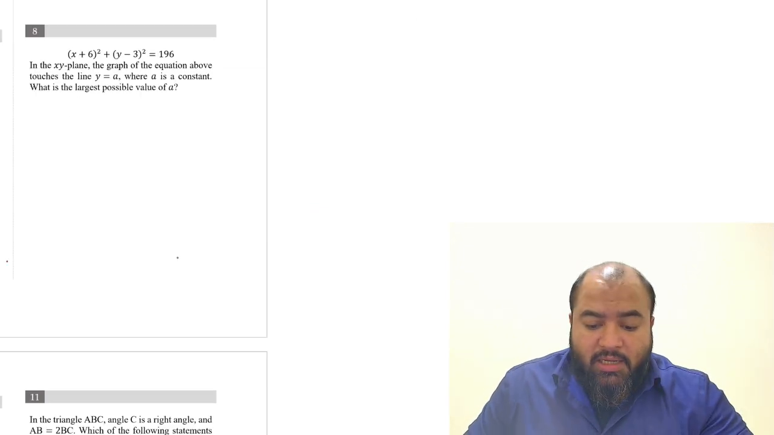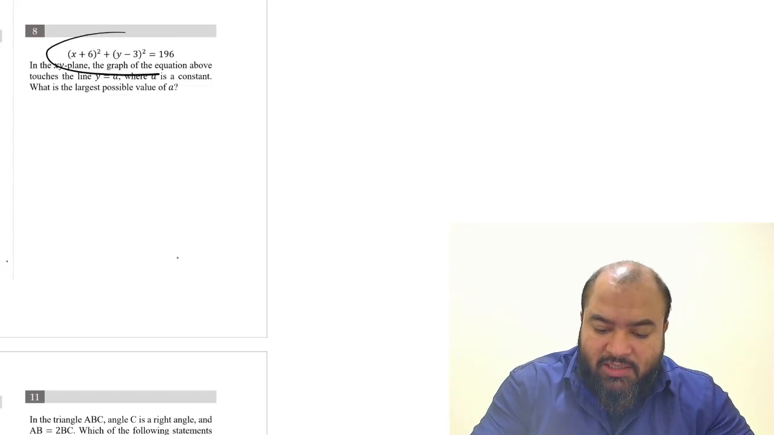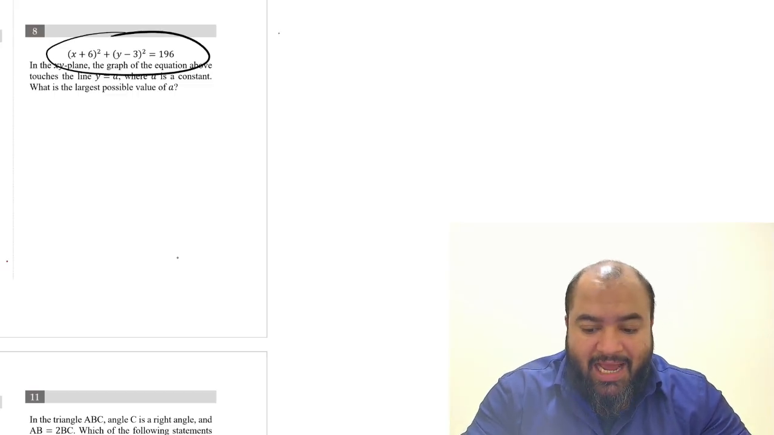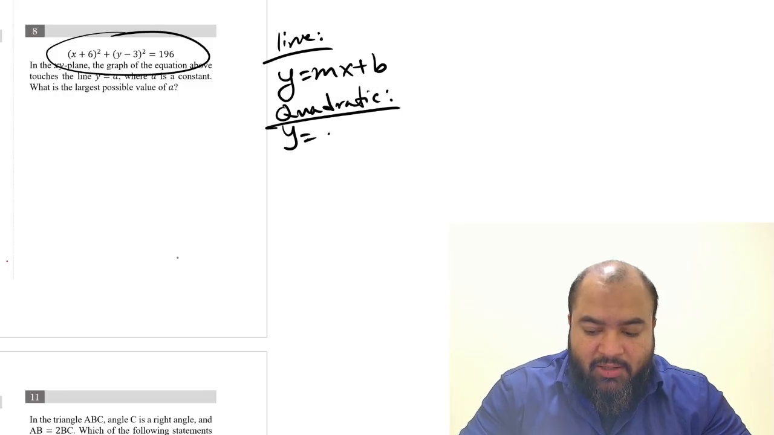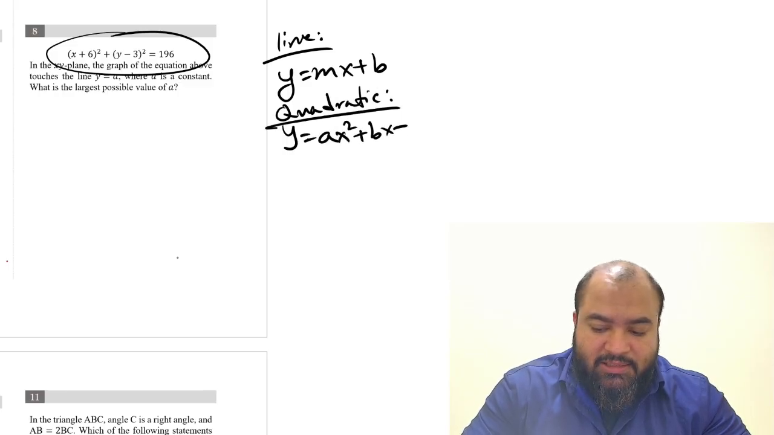Question number 8. It gave us an equation in the xy-plane. The graph of the equation above touches the line y equals a, where a is a constant. What is the largest possible value of a? So what kind of equation is this? We know the equation of a line looks like y equals mx plus b. Quadratic equations look like y equals ax squared plus bx plus c.